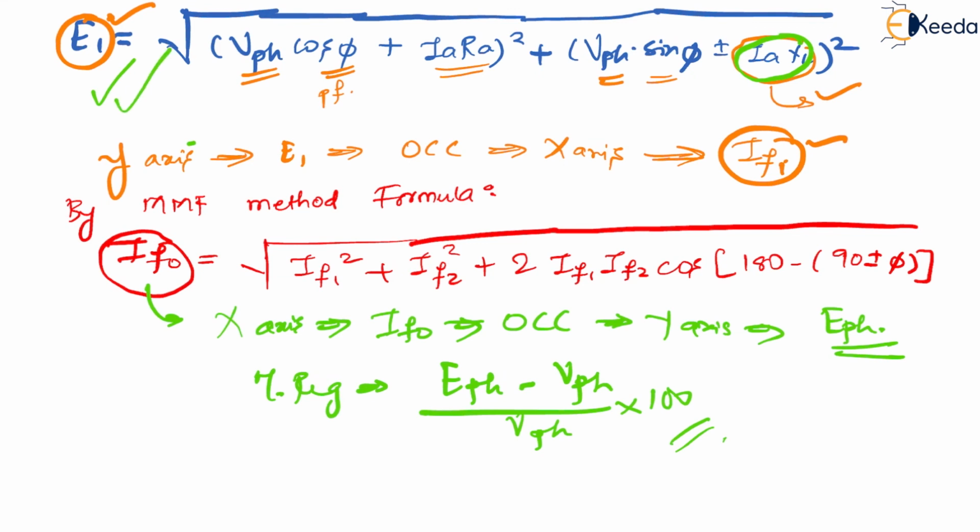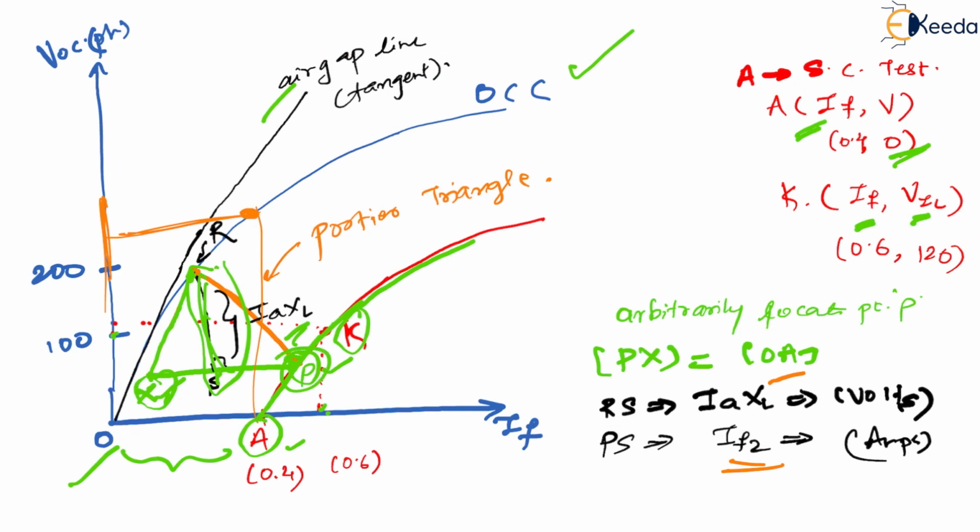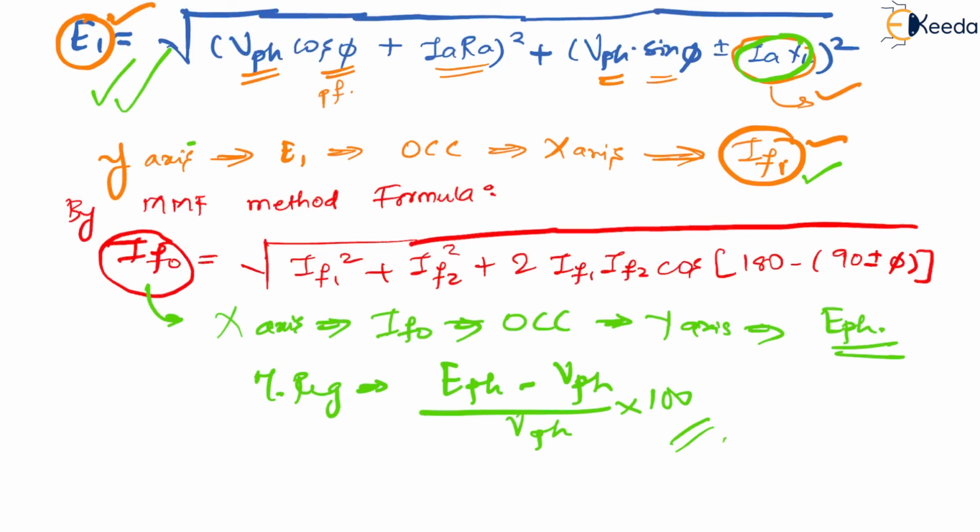For that value of E1, how much is the field current? It is nothing but going to be IF1, correct? And IF1 is known. What about IF2? This particular PS is nothing but going to be IF2. It is your field current. So IF2 is also known. IF1 you have got now.